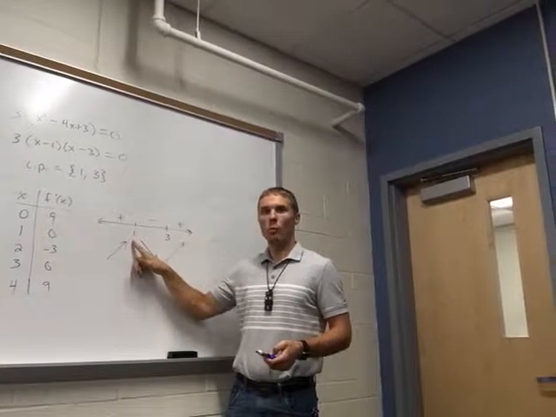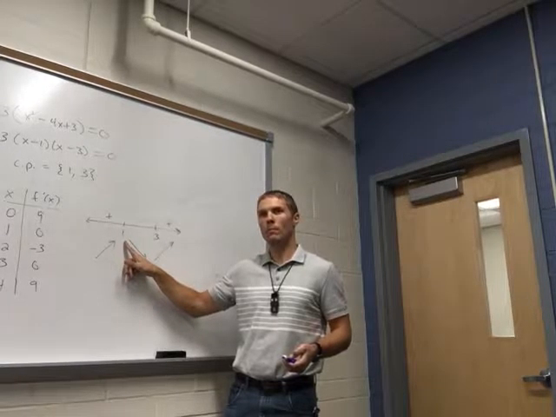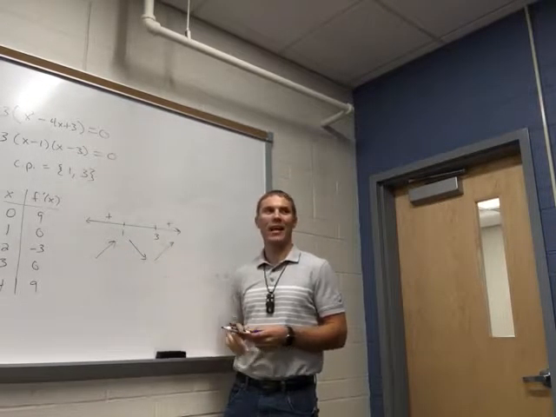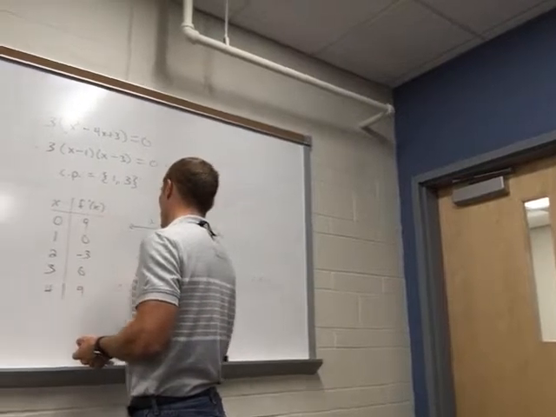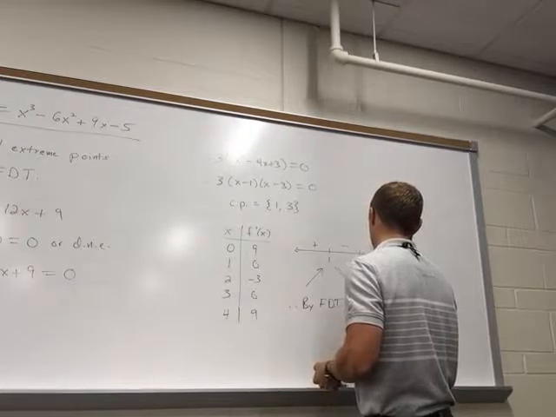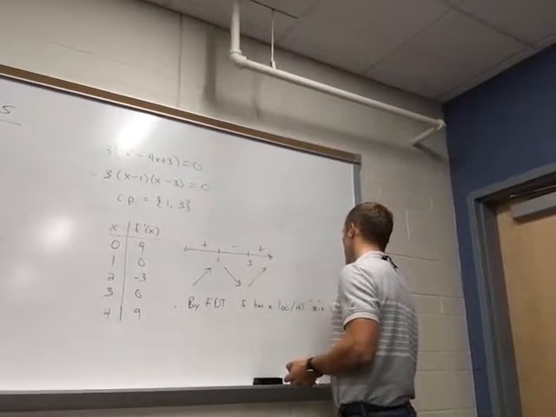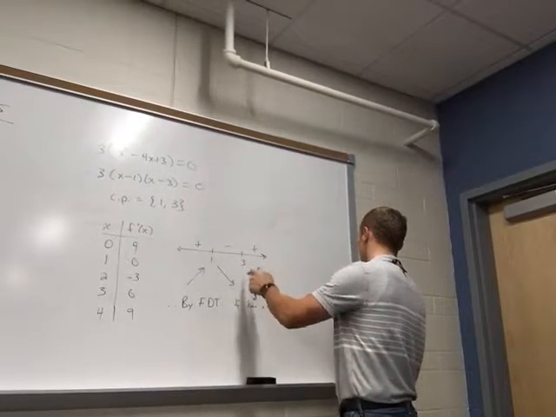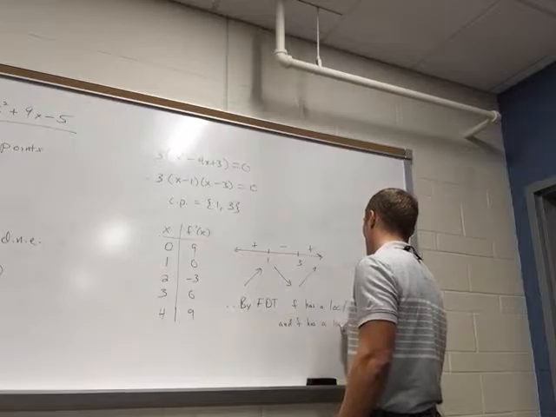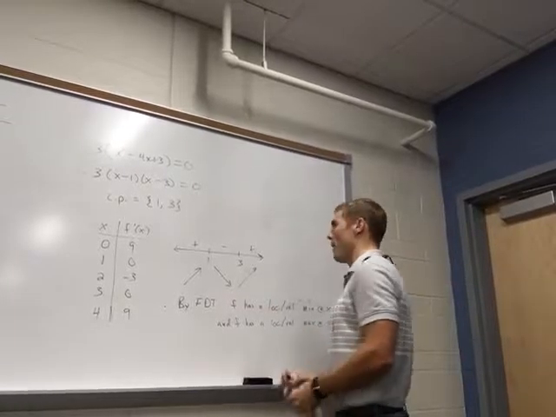So now, at the value 1, it does change from positive to negative, which means this is a maximum. At 3, it changes from negative to positive, and it's definitely a minimum. And again, the picture makes that kind of clear cut. Therefore, by first derivative test, f has a local or relative minimum at x equals 3, and f has a local or relative maximum at x equals 1.